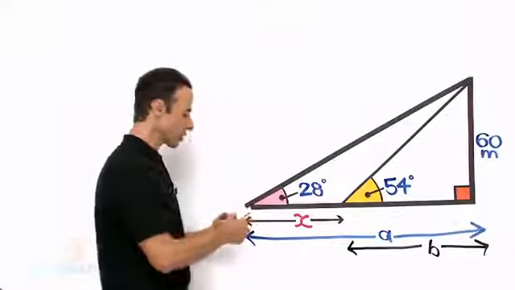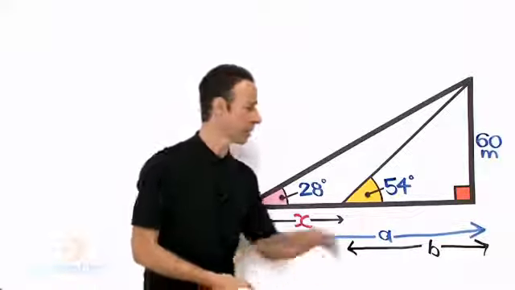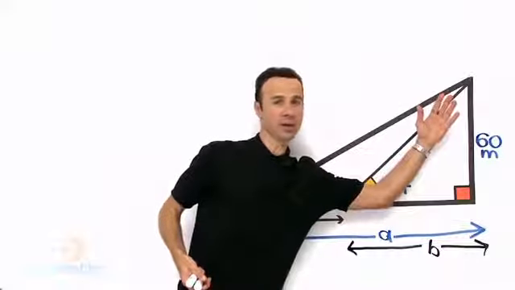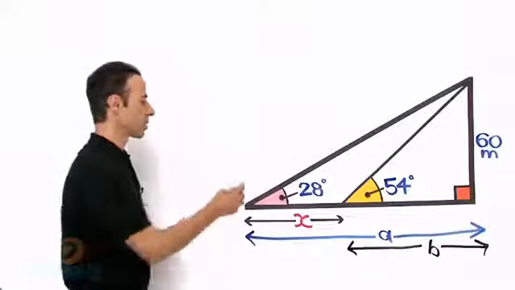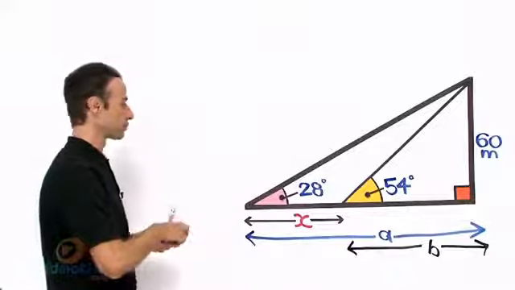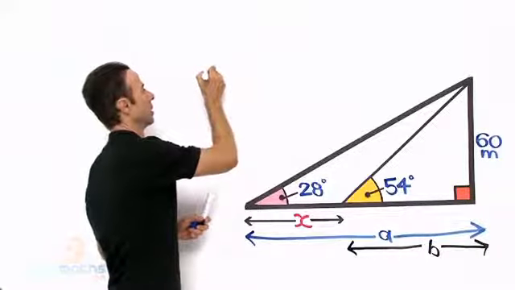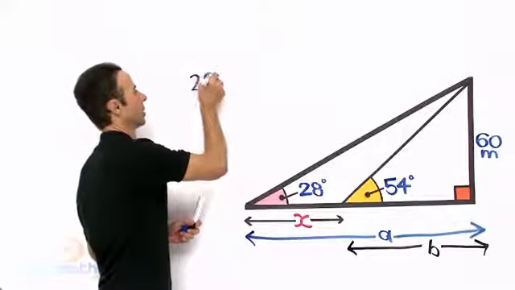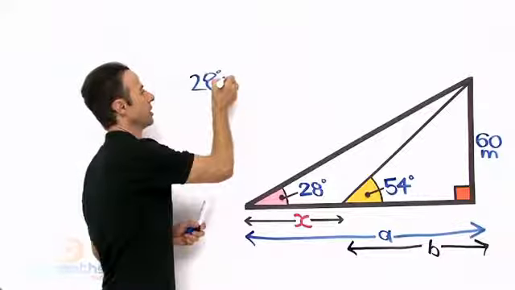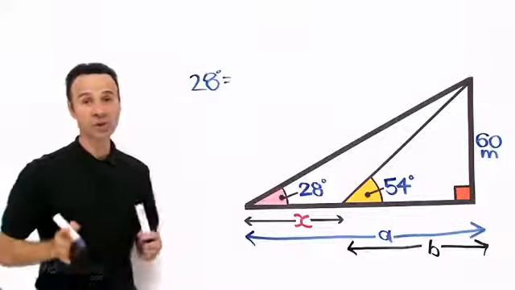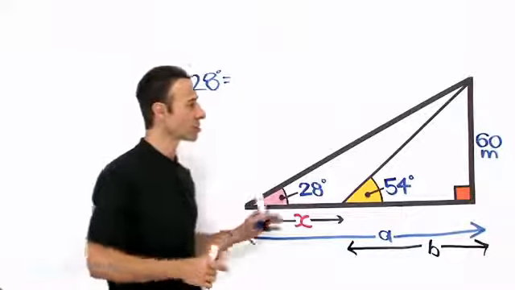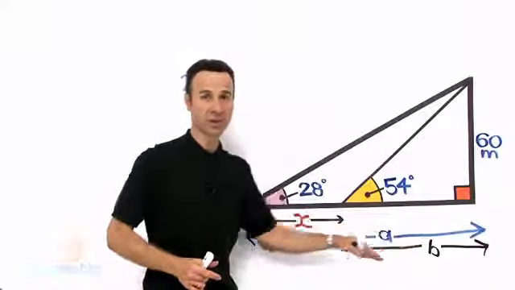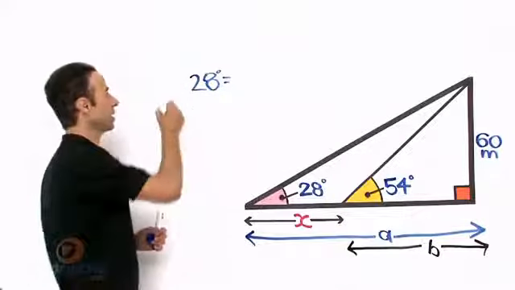So focusing on the big triangle again, ignoring this part here. Let's ignore it. It's not there. It's just a big triangle, yeah? Okay, so we got 28 degrees equals. Now, we don't know if it's sine, cos, or tan yet, but it looks like it's going to be a tan because it's opposite over adjacent, yeah? So let's put the tan in.